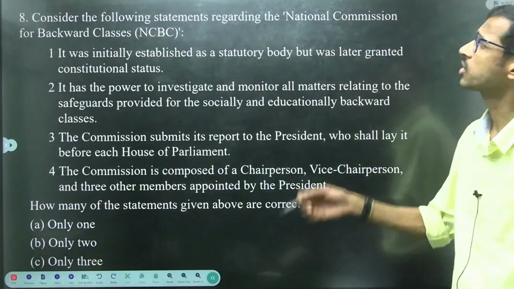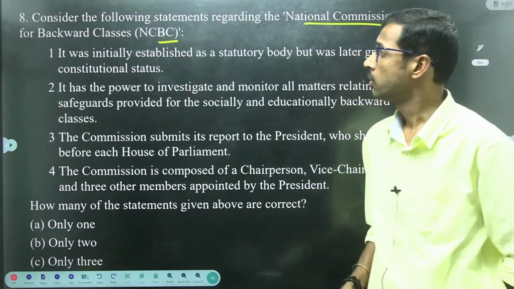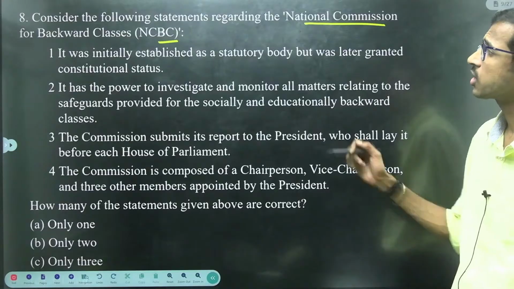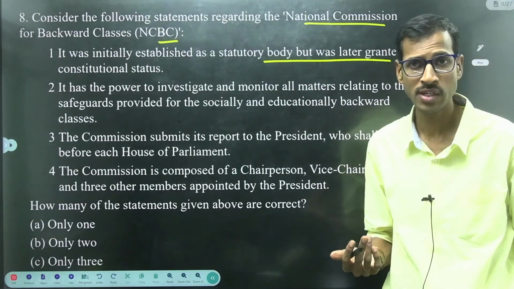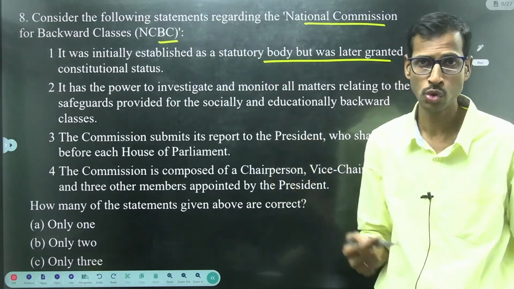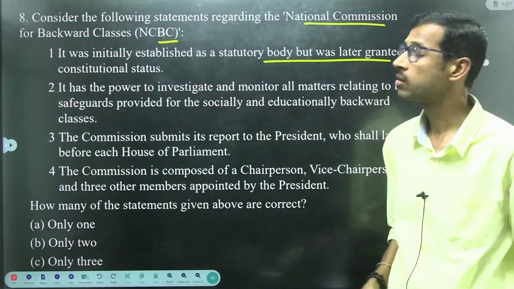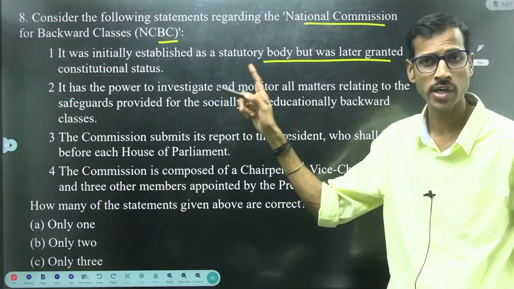Next, consider the following statements regarding the National Commission for Backward Classes. It was initially established as a statutory body but was later granted constitutional status. Is it correct? Yes, we have already discussed it in the previous classes on YouTube. These are constitutional bodies, but initially it was statutory only.